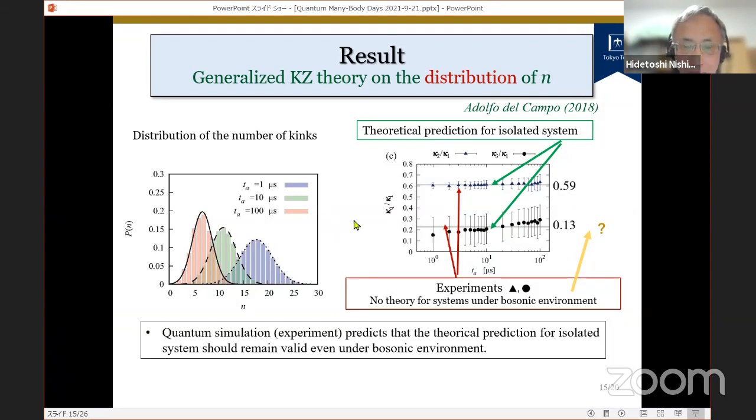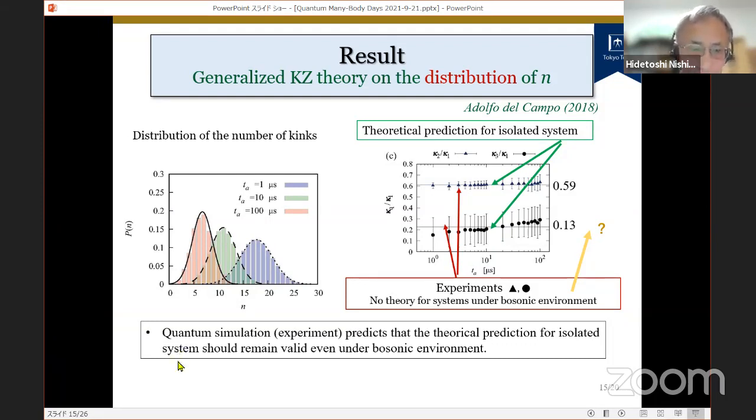And he also predicts for the isolated system that the ratio of the third cumulant, kappa 3, to the first cumulant is also constant, with the value 0.13. And our experimental values are plotted here with the error bars. So clearly, the experimental values agree with the theory within error bars. So we confirmed his theory. But as I said, this theory is for the isolated system, whereas we confirmed that the qubits interact with the environment.